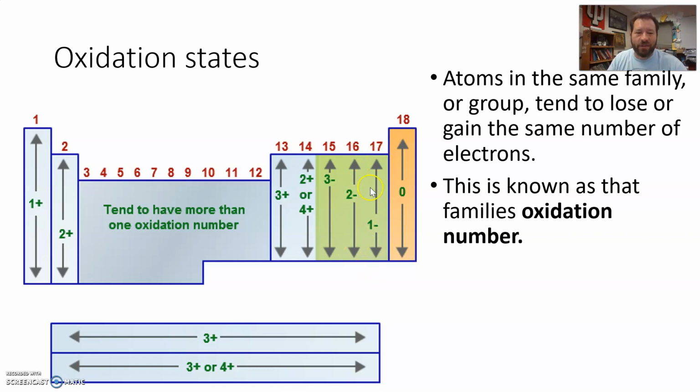The oxygen family, the family with oxygen at the top, they all tend to gain 2 electrons. They would have a -2 charge on them. If we flip over here, this first column, column number 1, they all tend to lose 1 electron and form a +1 charge. So these charges are what we call oxidation numbers, and we'll work a lot more with those guys in the coming chapters.